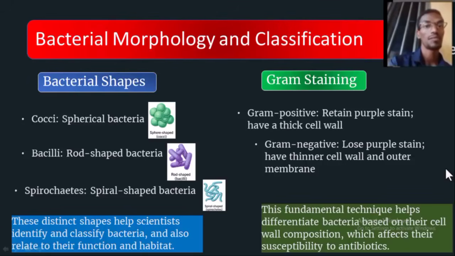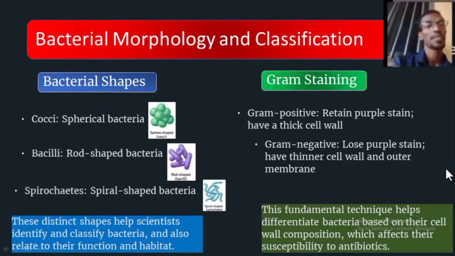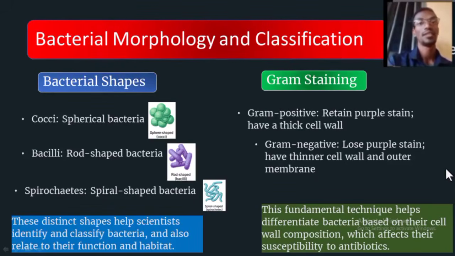Now we are moving to the second portion here, the Gram staining. We can classify bacteria based on their cellular compositions and based on their staining capacity, or based on their ability to retain the Gram stain. So these two groups of bacteria are what? Gram-positive bacteria and Gram-negative bacteria. Such classification is based on whether they retain the Gram stain or they do not retain the Gram stain. If they retain the Gram stain after the Gram staining procedure, they are known as Gram positive.